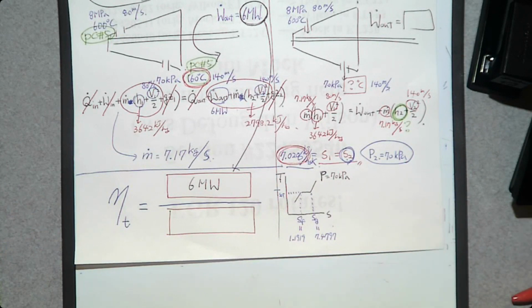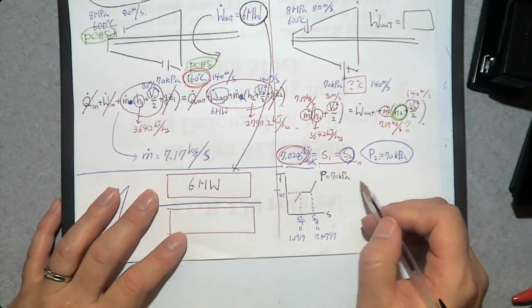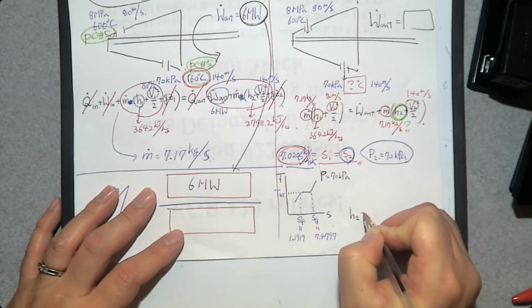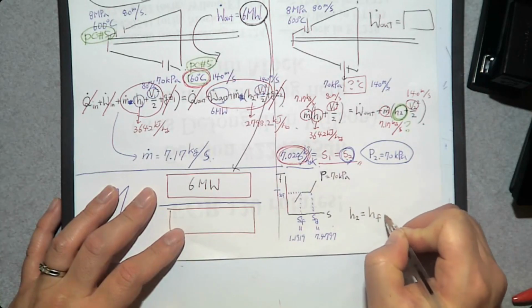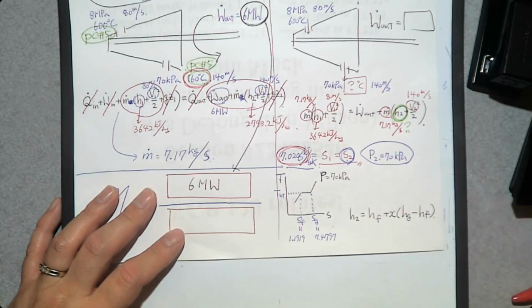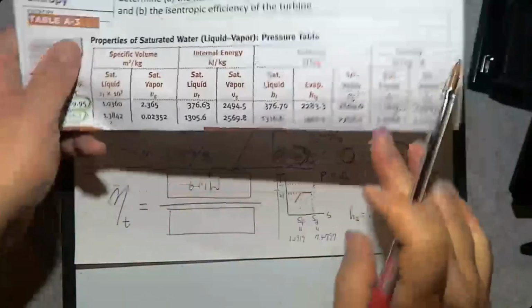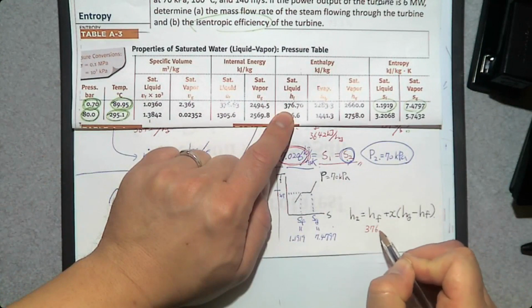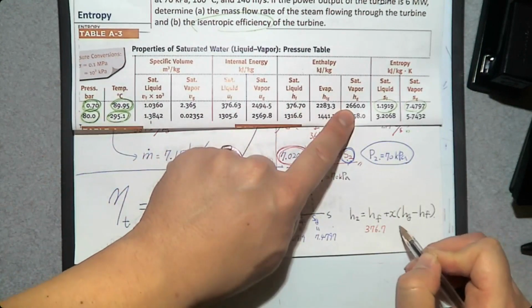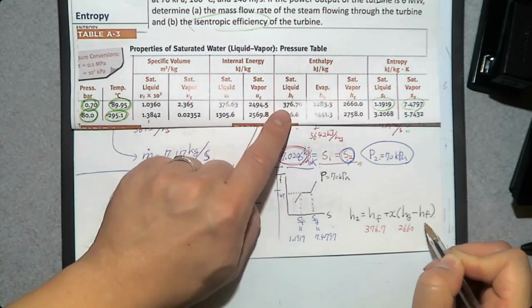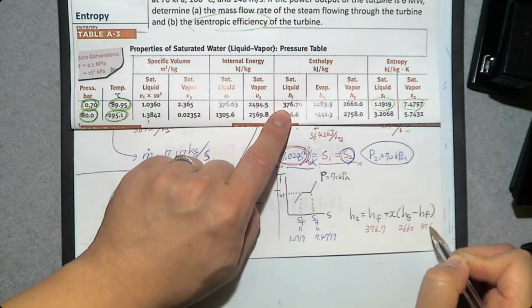If you have number 3, can you determine its enthalpy? Yes, by using what? Linear interpolation. So H2 can be determined by linear interpolation: HF plus quantity X times HG minus HF. Then what is HF? At 70 kilopascal, HF is this one, 376.7. HG, 2660. And HF, again this number, 376.7.